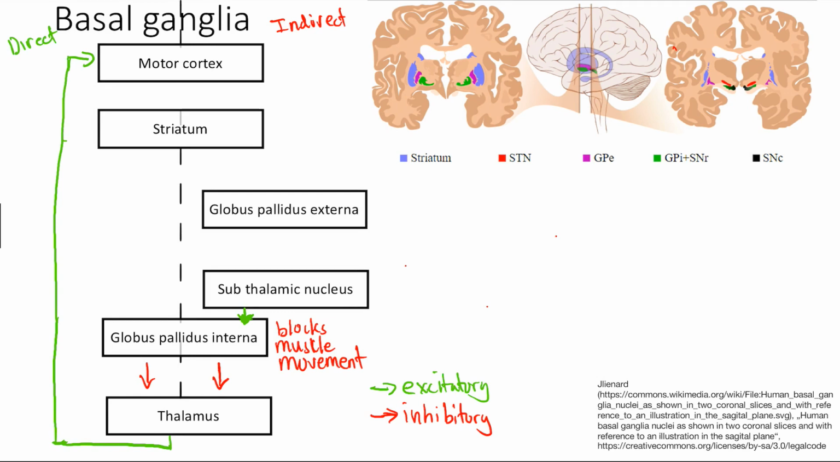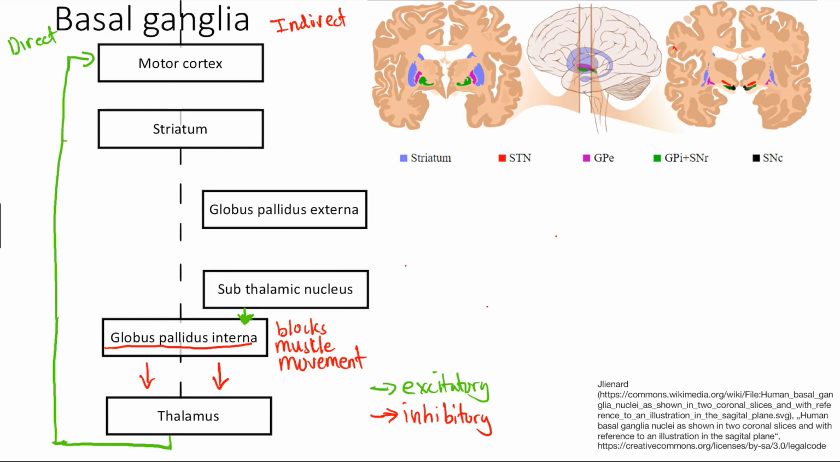Now we're going to focus on the globus pallidus interna for a sec. There's a lot of moving parts in these pathways, so this is going to be our anchor point. And the function of this in the big picture is that it basically blocks muscle movement, it prevents muscle movement. And you see how this works because the globus pallidus interna has inhibitory effect on the thalamus, and the thalamus has an excitatory effect on the motor cortex. So basically, globus pallidus interna is inhibiting the motor cortex activation. Okay, so this is going to be our anchor point. It makes everything really easy.